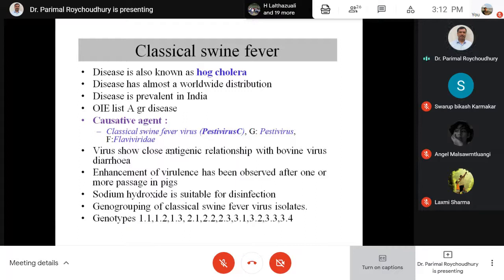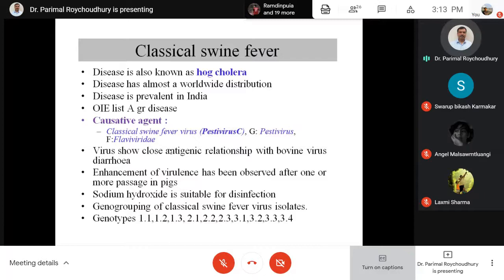Okay, that's the etiology. And the good thing is that the virus doesn't have any serotype. Antigenically, all the isolates are similar, because of which effective vaccines are available for controlling the infection. All the viruses are closely related within the group and can be very well controlled by effective vaccination.